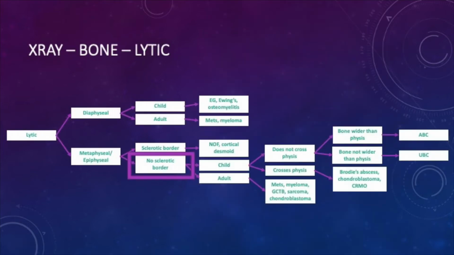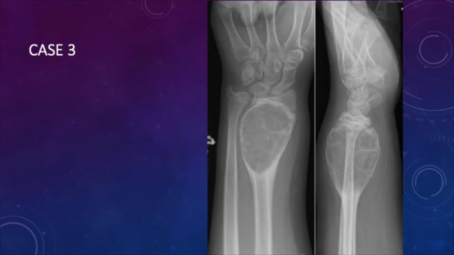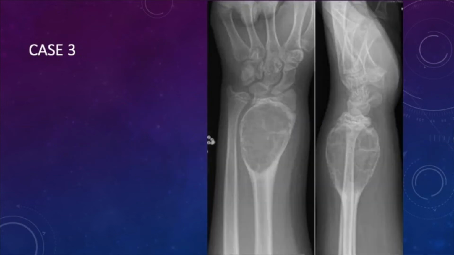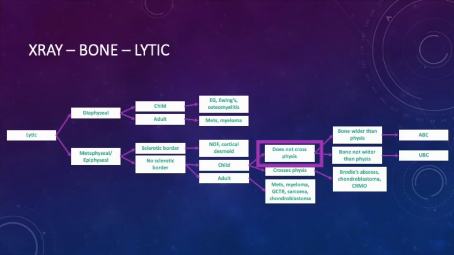So the next question is, do we have a child or an adult? Well, we just mentioned before, we've got open growth plates there in the distal radius and ulna, so we have a child. So once we have a child, we need to know, does this lesion cross the physis or not? And again, we can see it's juxtaphyseal, it goes right up to it, but there does not appear to be direct involvement of the physis itself or the epiphysis on these x-rays. So we're going to go with does not cross the physis.